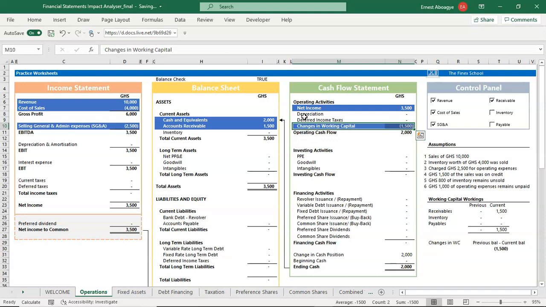What that means is that we made a sale of 10,000, and in this 10,000, 1,500 of them were sold on credit. So 1,500 cash wasn't paid. So when we are making our adjustment to this net income line in our cash flow, we need to adjust for the changes in working capital. At this level, it's only receivables. So we need to deduct the 1,500 from our net income of 3,500 to get the actual cash we have received.